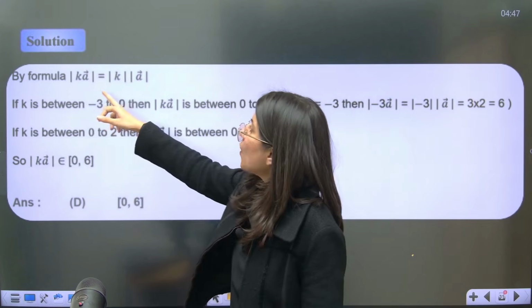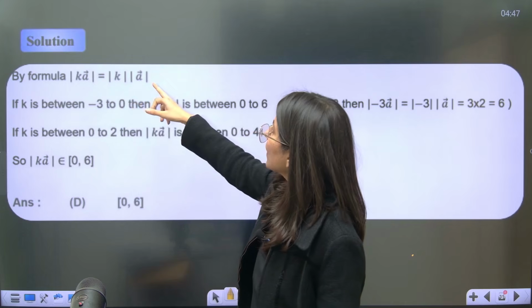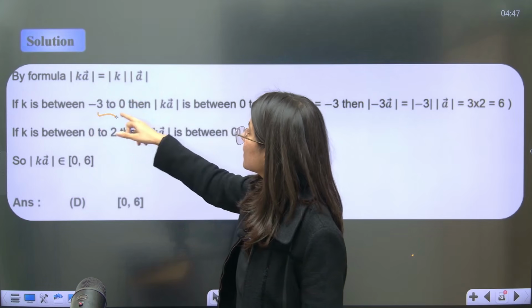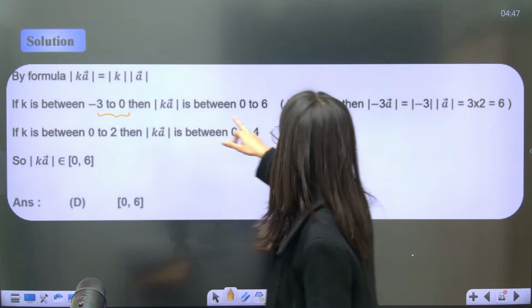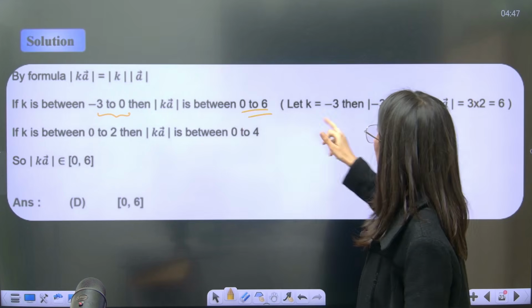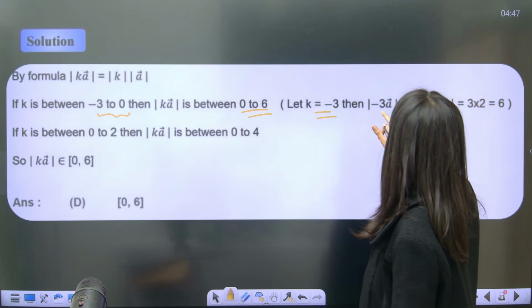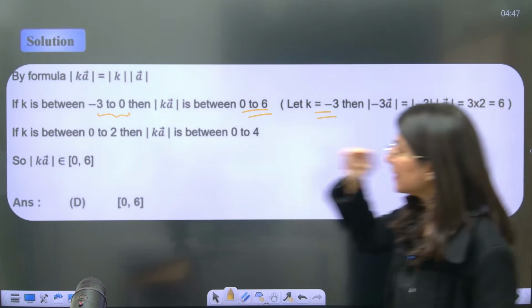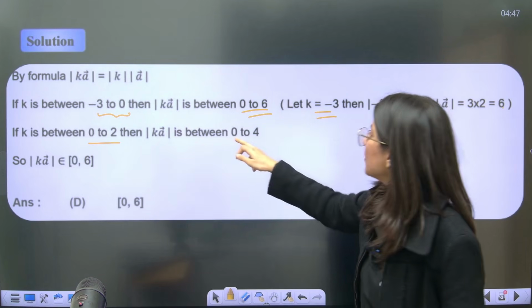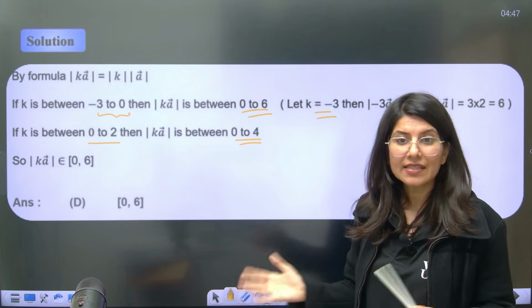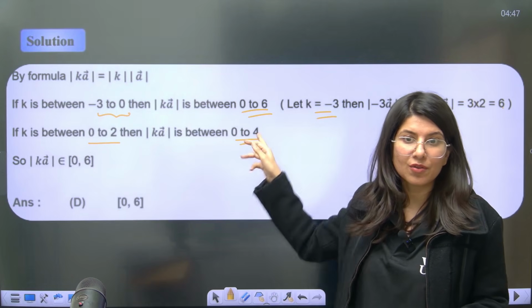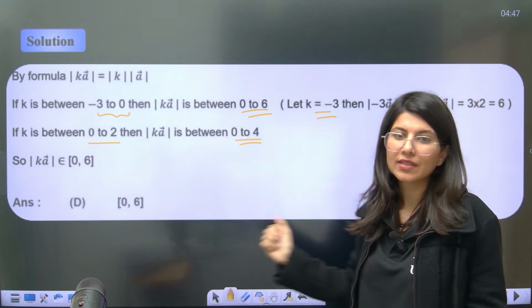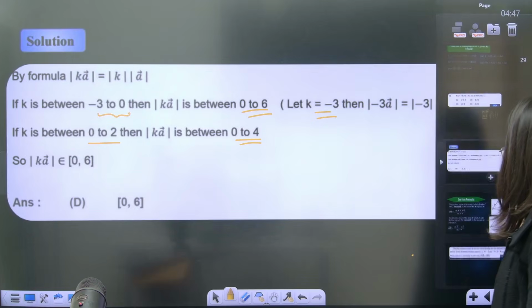So this is how you do this question, by the formula magnitude of K into A. K is between minus 3 to 0, so magnitude of KA will lie between 0 to 6. Why? Because if you put K equals minus 3, it will become minus 3 into 2, that is 6. K is between 0 to 2, then magnitude of KA will be between 0 to 4. So understand, maximum value and minimum value. So 0 to 4, 0 to 6. So overall 0 to 6 will be the correct answer of this question.